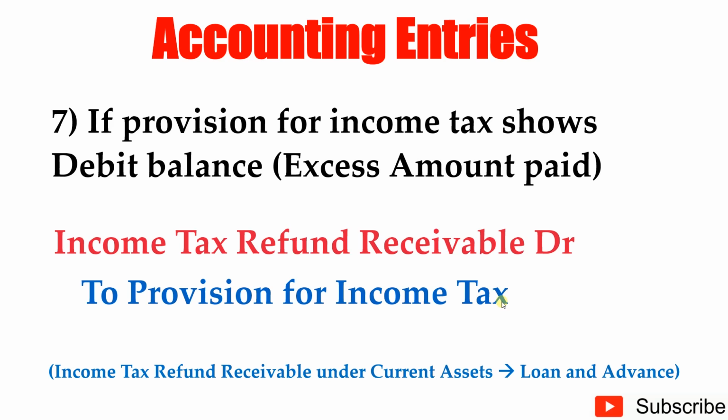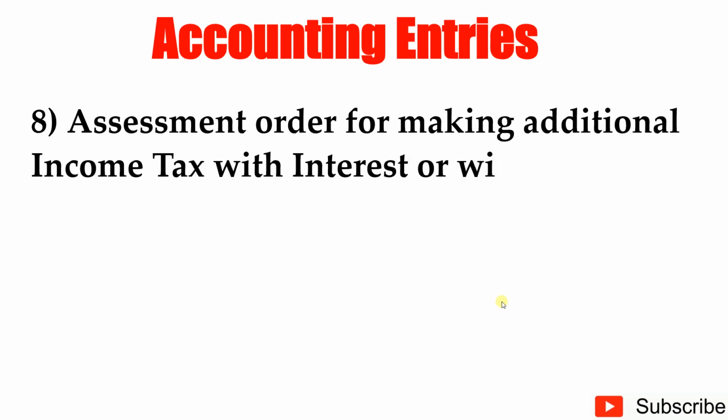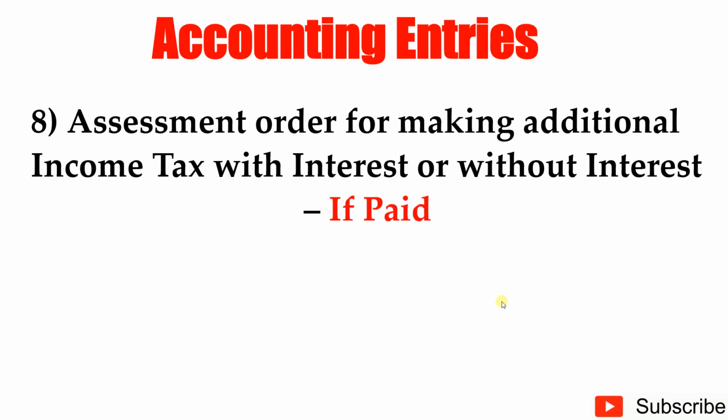Suppose we may get an assessment order for paying additional income tax with or without interest after 6 months or 1 year or 2 years. So already we created everything and the income tax provision, everything we closed, and filed the income tax return. After assessment by the income tax department, they disallowed some expenses. Then they are claiming an additional tax liability with interest or without interest. So the next case will be the assessment order for making additional income tax payment with interest or without interest. Suppose if we are paying that one, that will be the entry.